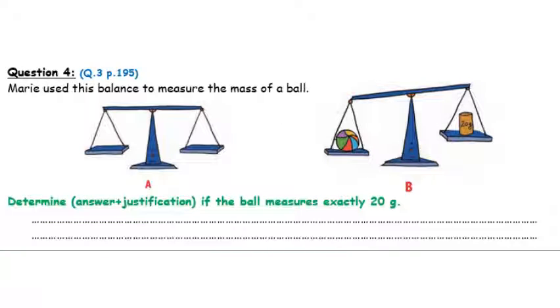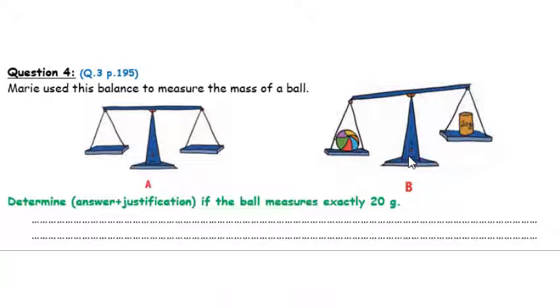In the question 4, the fourth question, we can see pan balances. So, Marilyn used this balance to measure the mass of a ball. Okay? And as we said, to get or to indicate the mass of an object, the two pans of a pan balance must be leveled on the same level, like the pans shown in pan balance A. What about pan balance B? Determine if the ball measures exactly 20 grams.